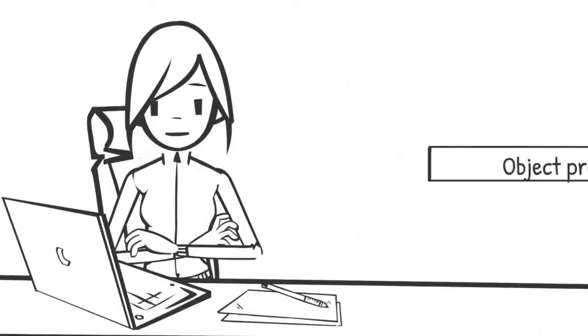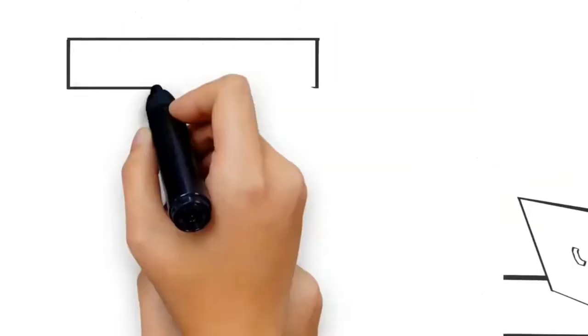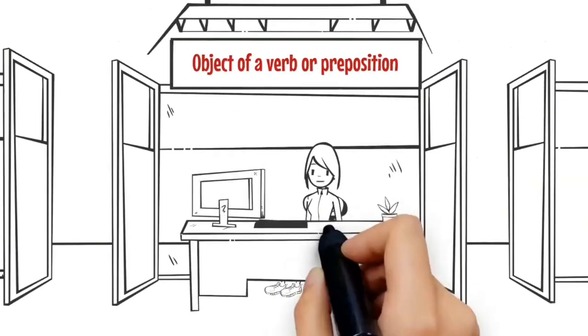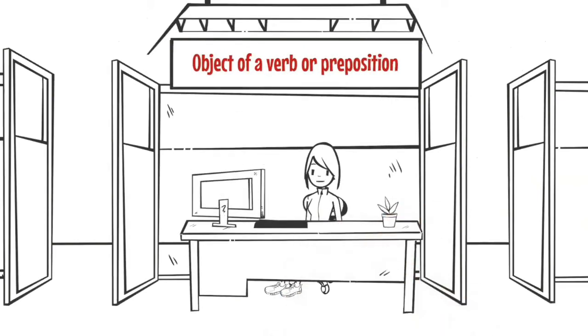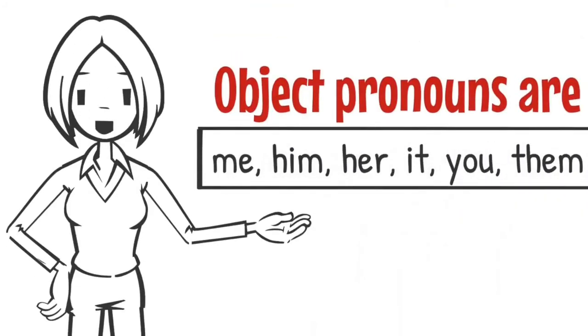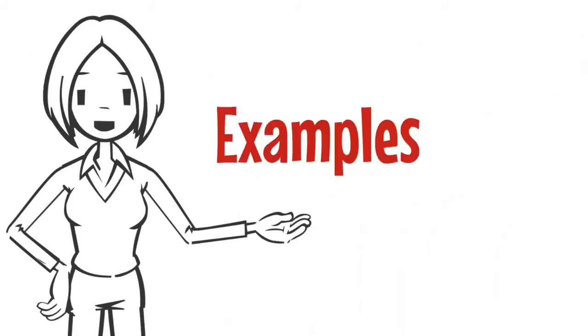Next off, object pronouns. An object pronoun functions as the object of a verb or a preposition. Object pronouns are me, him, her, it, you, and them. Here are some examples of what an object pronoun is.